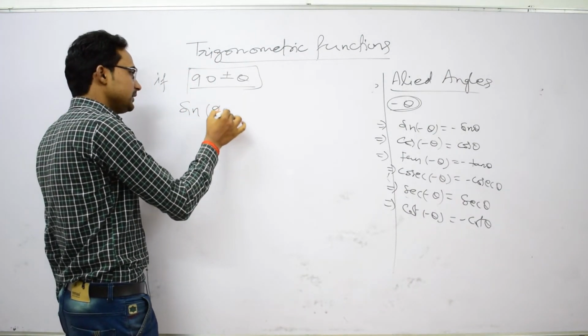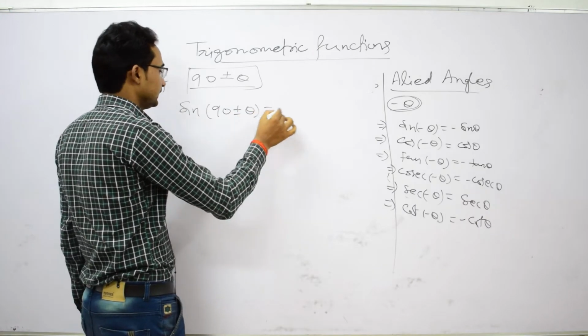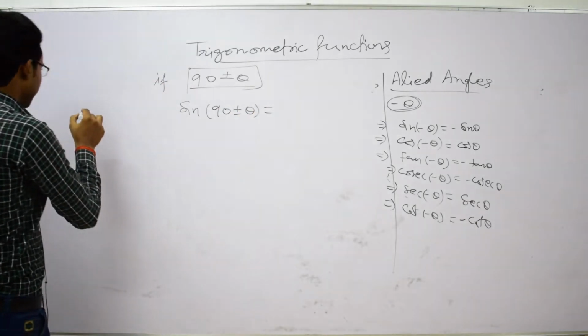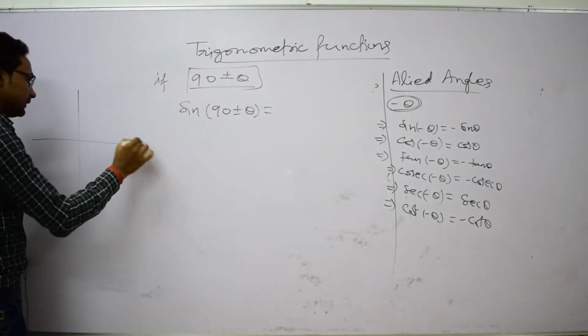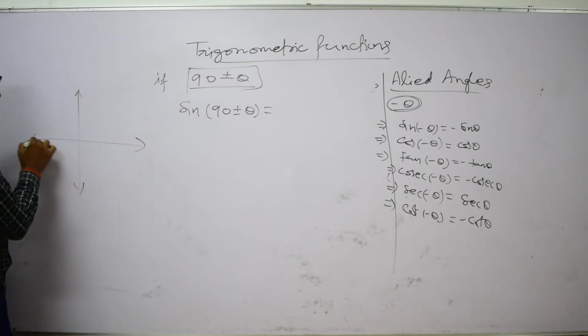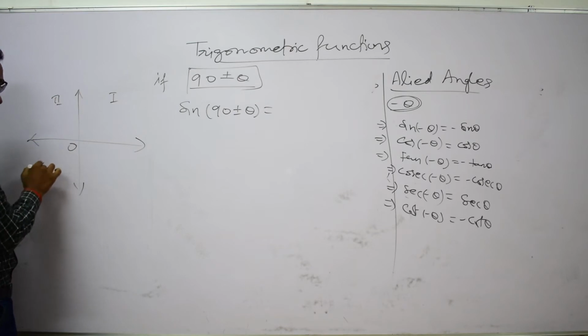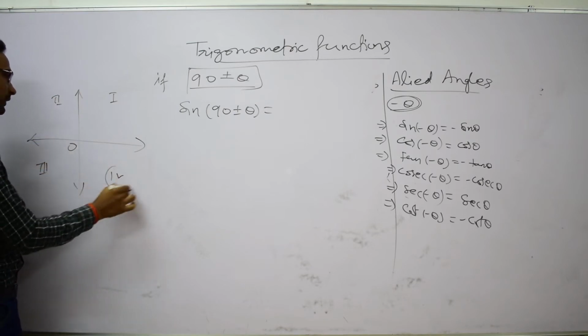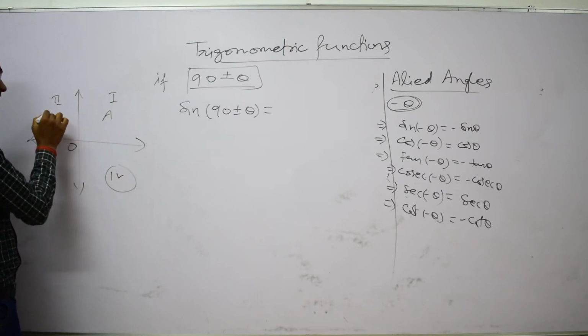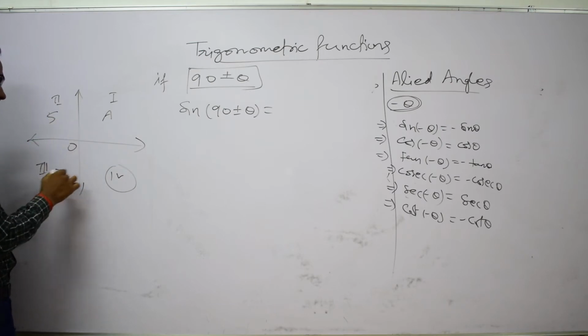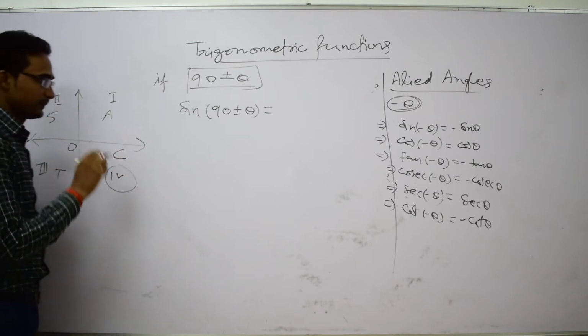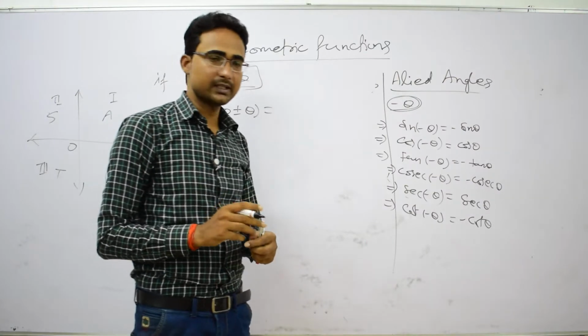Sin 90 plus minus theta. So, I am making one quadrant also here for understanding the sign convention in first, second, third and fourth. In first all positive, in second sin positive, in third tan positive, in fourth cos positive. So, sin 90 plus minus theta.